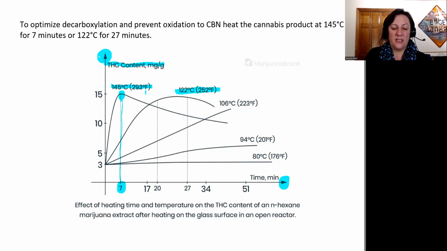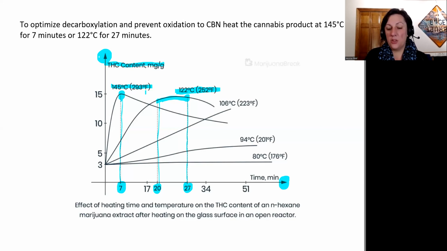So if we lower the temperature and extend the time that we heat it, the next best version is about 122 degrees Celsius or 250 Fahrenheit. And if we do this for between 20 and 27 minutes, so here's 20, we're going to maximize the amount of THC that we have in our sample. And it's fairly close to the sample that was heated for 7 minutes at 145 degrees Celsius.